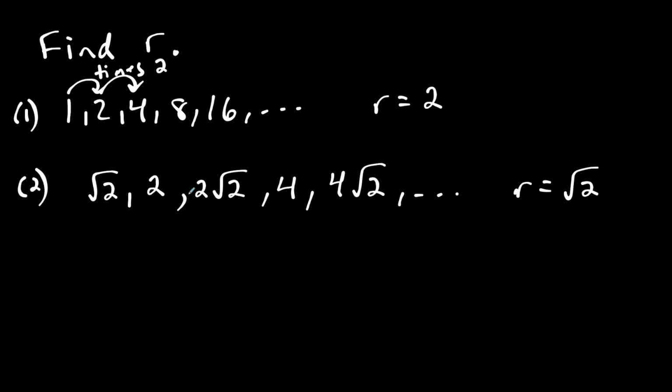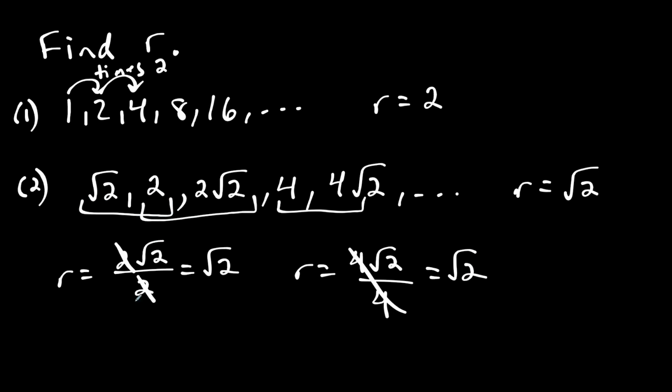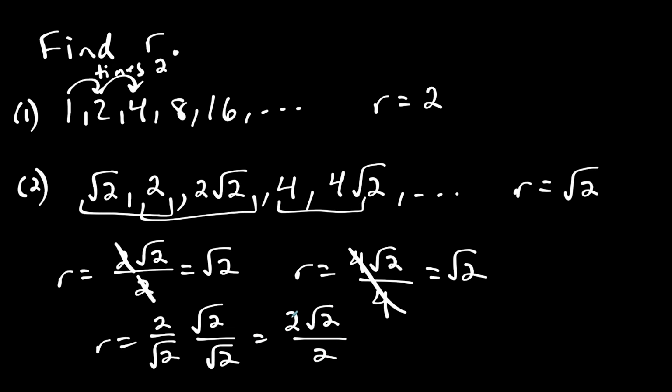Well, what you could do is take any two consecutive terms and divide one term by the one before it. So you see here we could do 2 square root 2 divided by 2, and the 2 over 2 cancels, giving us just square root 2. This would work if we did these two terms. So let's say I did 4 square root 2 divided by 4. This would also tell me square root 2. Now, a less obvious one would be if you divide the first two: r equals 2 divided by square root 2. It isn't obvious yet, but when you rationalize the denominator, this becomes 2 square root 2 over 2, once again giving you a common ratio of square root 2. So just divide any two consecutive terms if you want to find the common ratio.